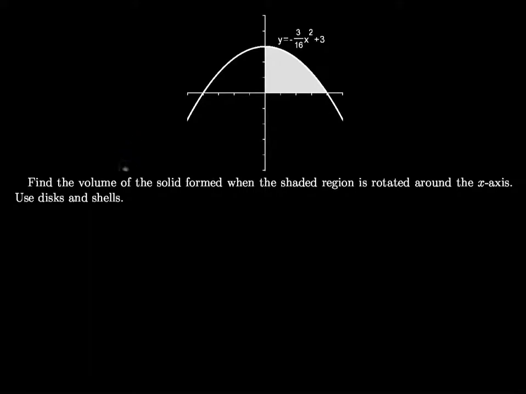Solids of revolution. Find the volume of the solid formed when the shaded region is rotated around the x-axis. Use disks and shells. So I want to see both methods. I'll make a separate video for each. Okay, so what's going on here is we're rotating this around the x-axis. This axis right here is what I'm rotating around.